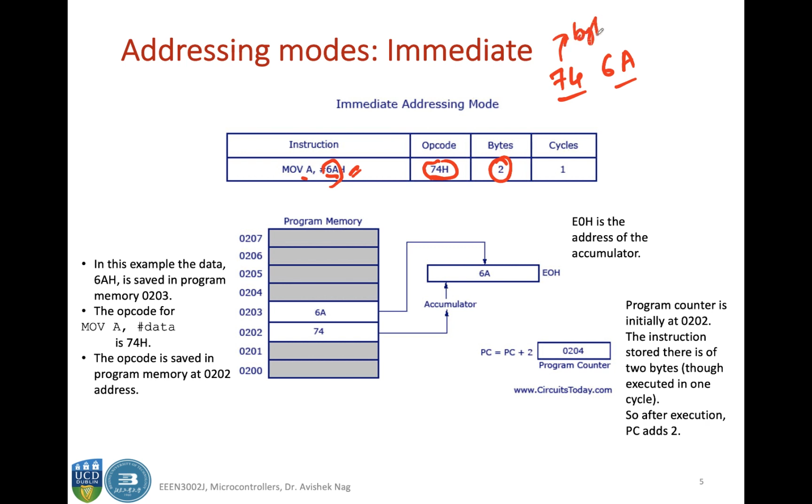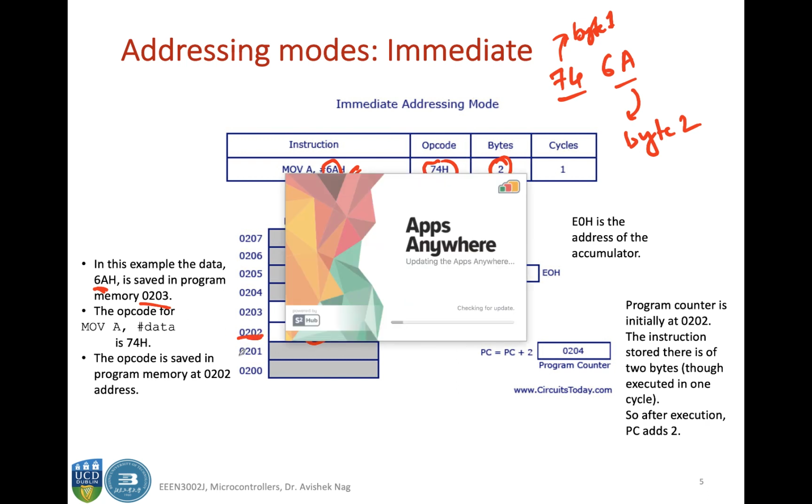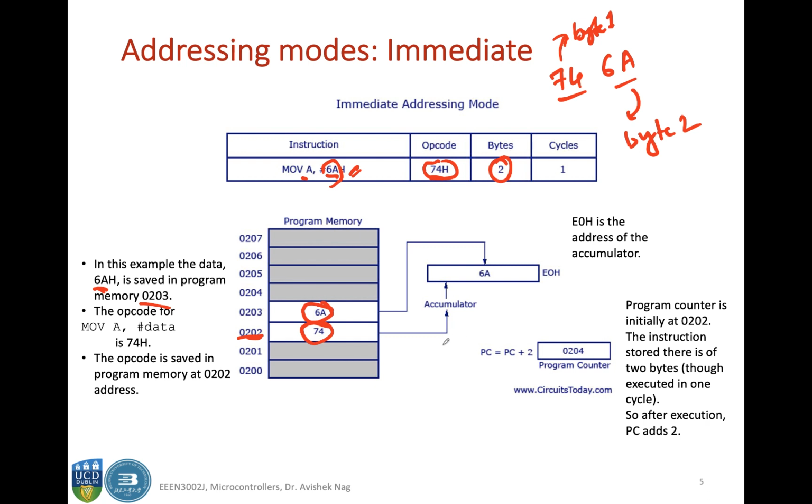This is your byte 1 and this is your byte 2, and they are stored in the memory like this. So imagine that the data 6A is saved in the program memory 0203. So the opcode 74 has to be in the previous location 0202, and this 74 means that you want to move it to the accumulator, and the actual data that has to be moved is 6A. So this 6A goes to the accumulator, and E0H is the address of the accumulator.